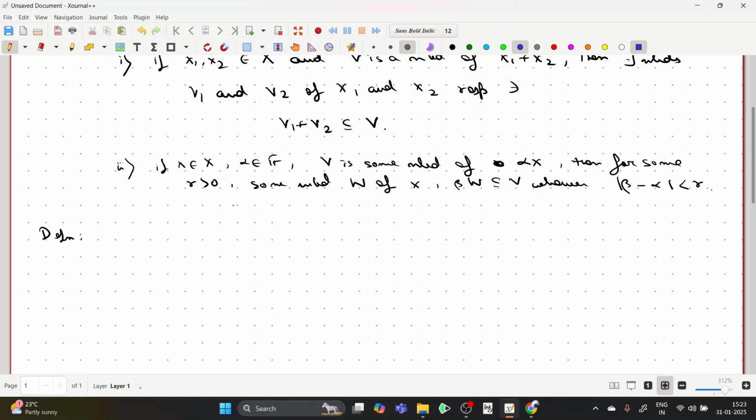Okay, so an analogous definition will hold as well. A subset of the topological vector space X is said to be bounded.